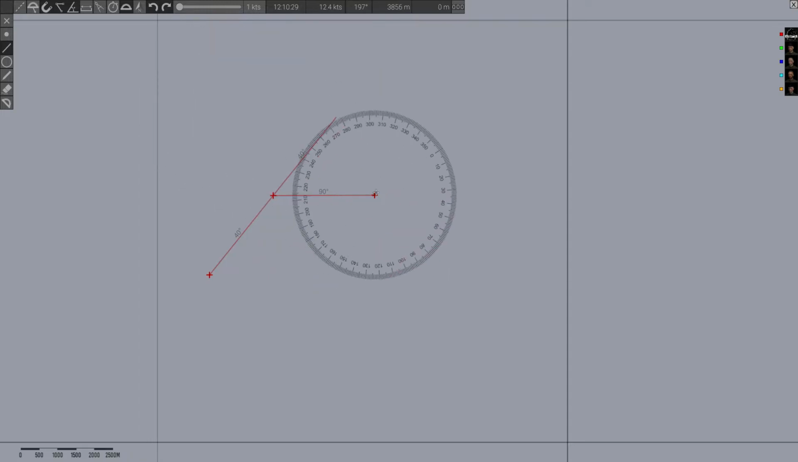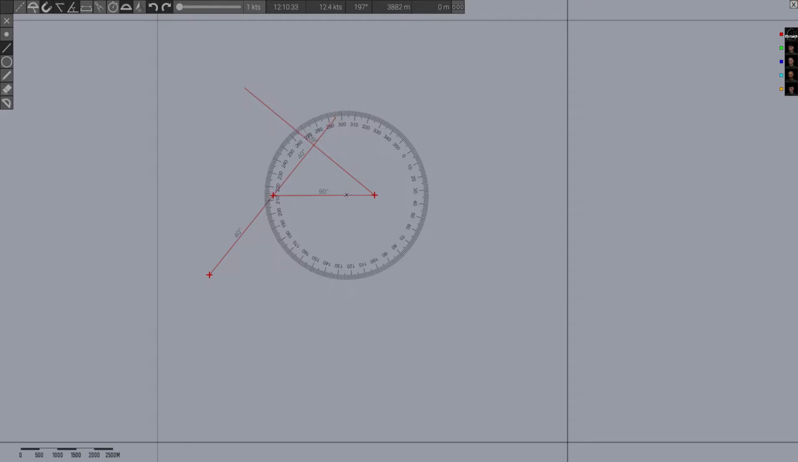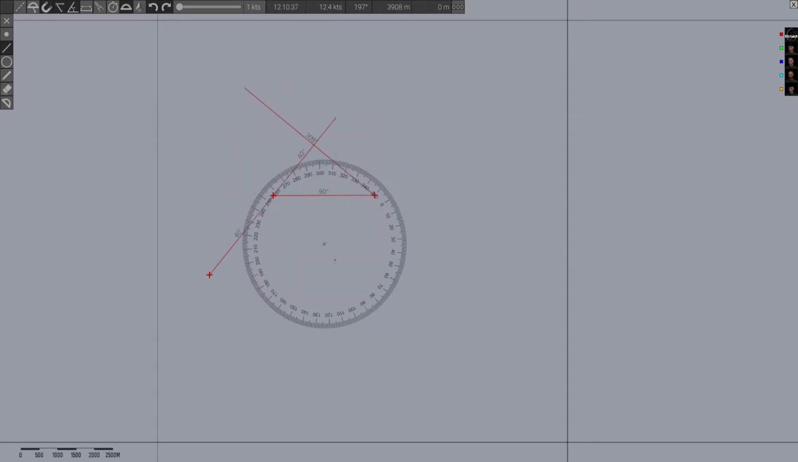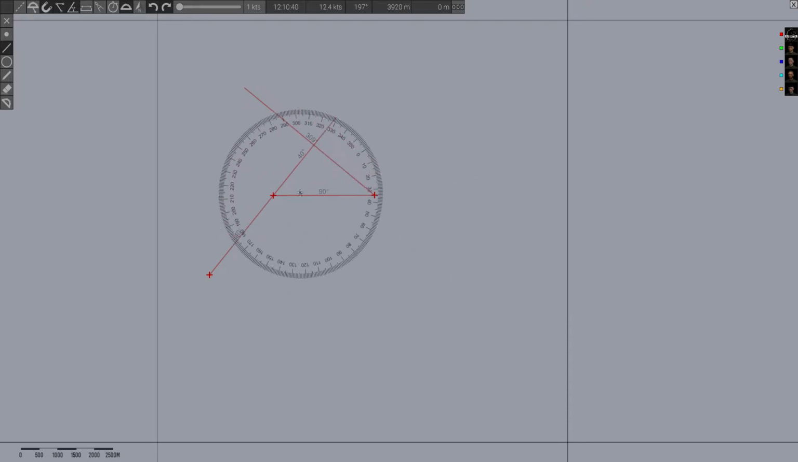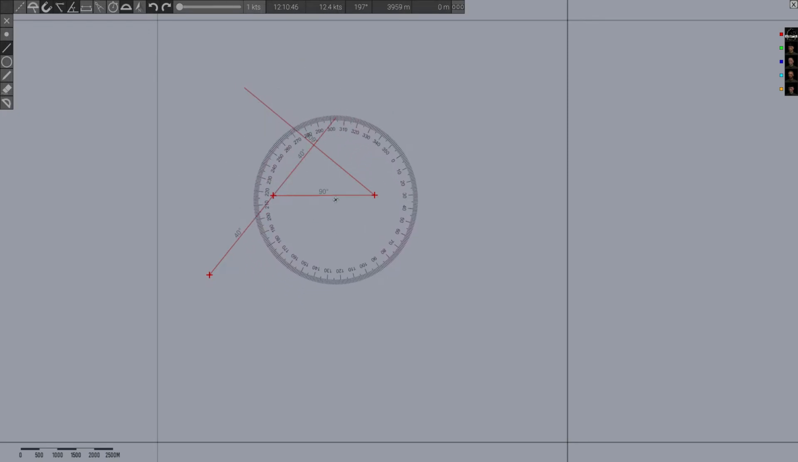Now let me make this sure. If we were facing this way, then the angle on bow is not this angle. It is this angle. Alright, now how do we find out this angle? Well, we could simply subtract this number from this here and we would get 50 degrees.